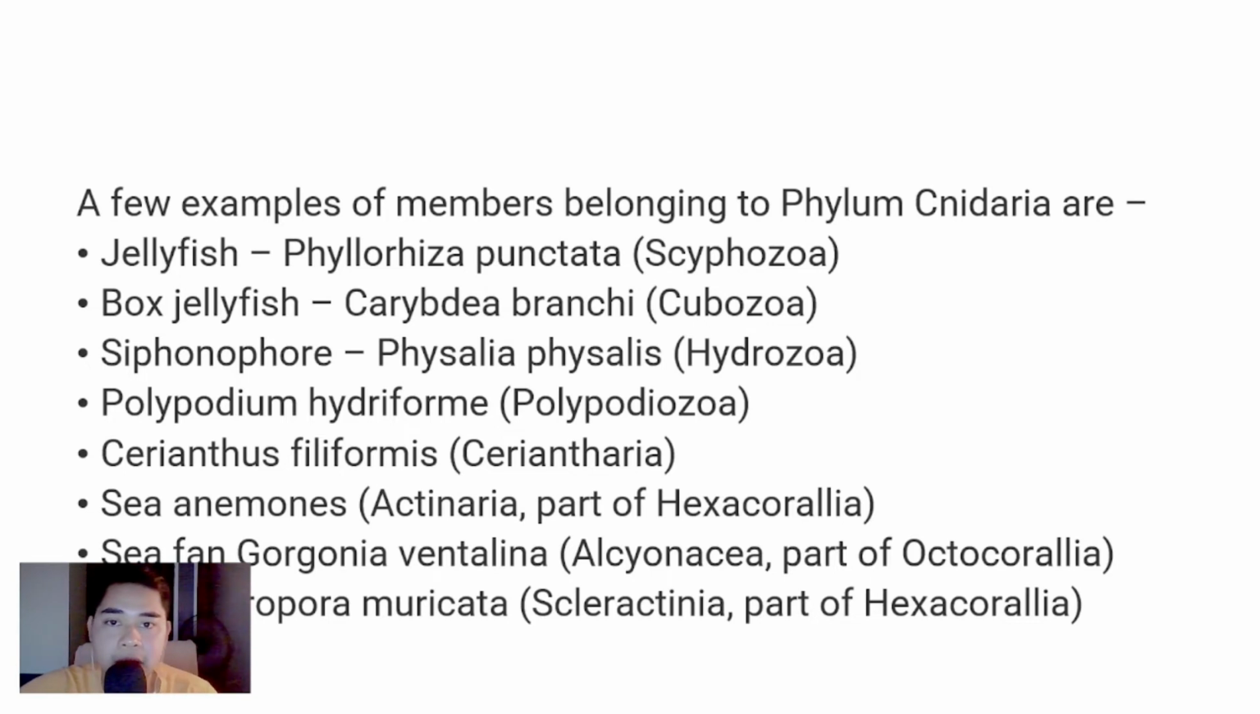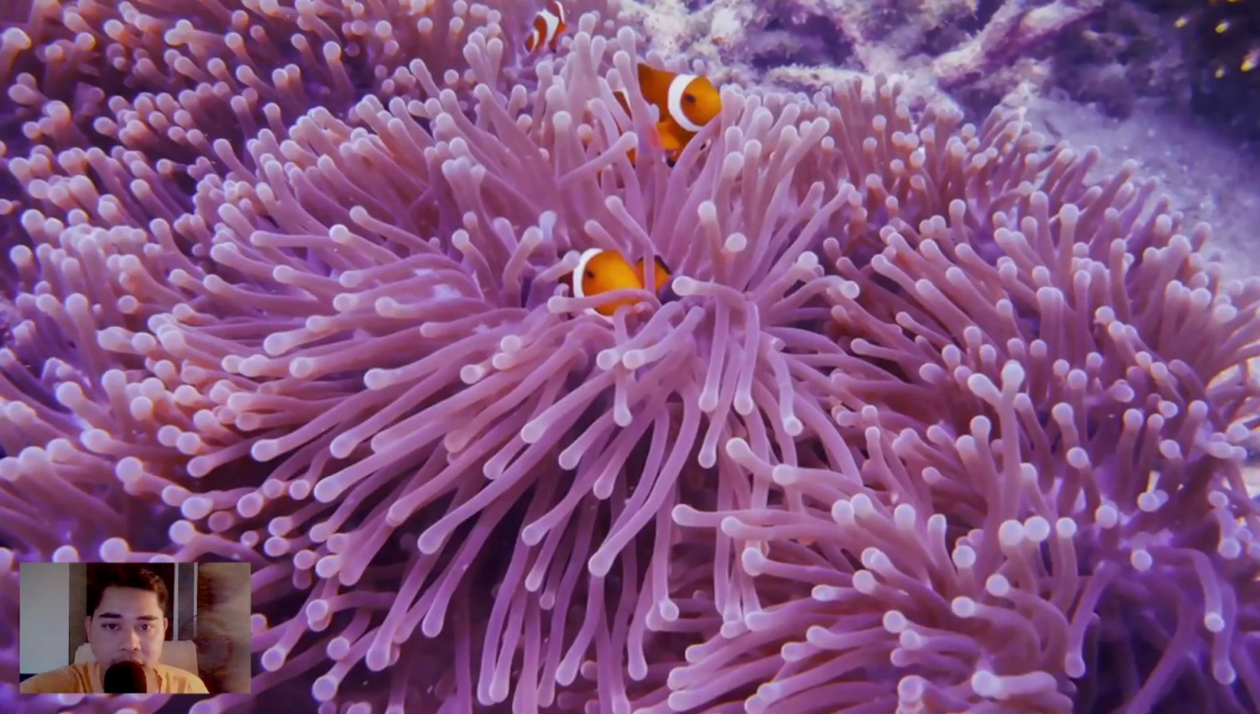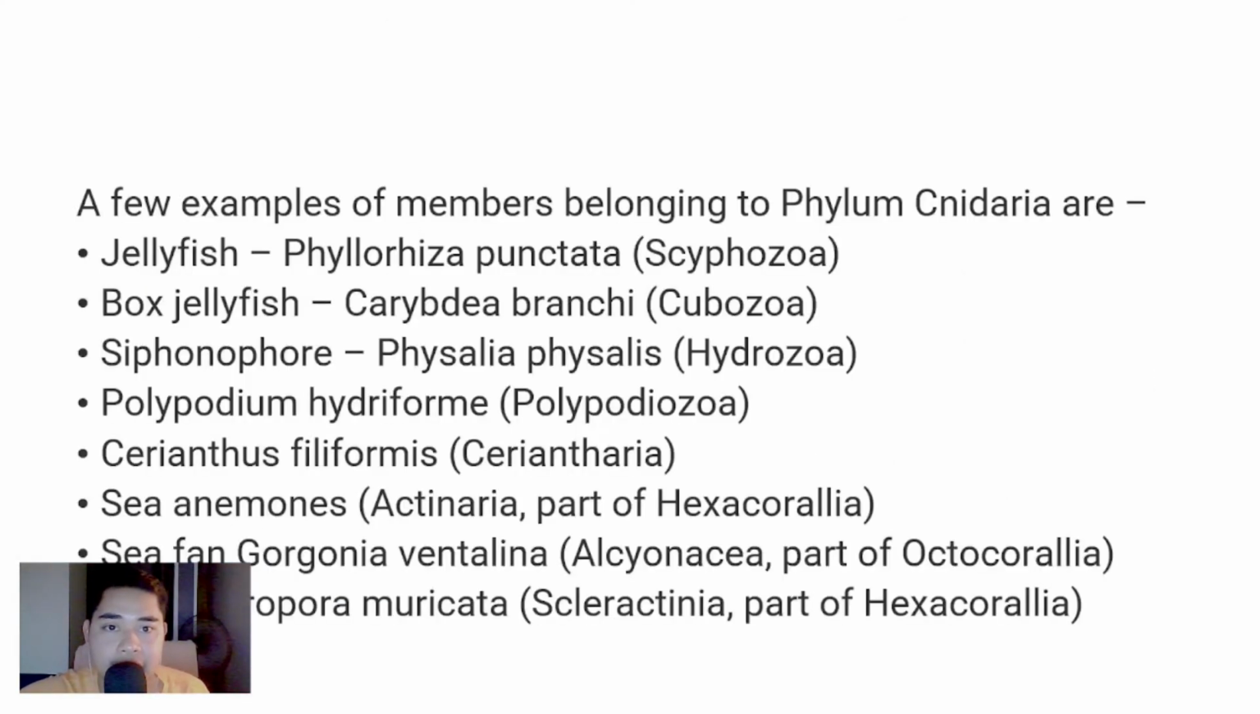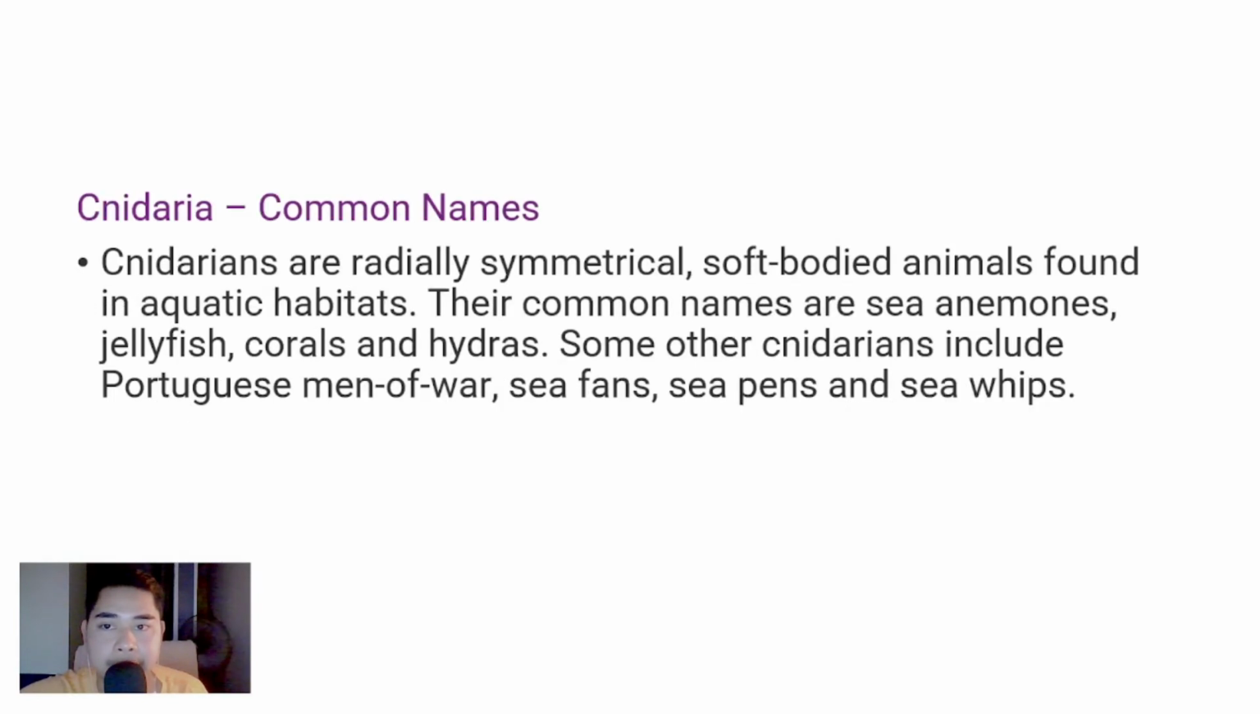So a few examples of members belonging to Phylum Cnidaria are jellyfish, box jellyfish, and so on. Sea anemones are the ones that I have shown you here, where clownfish inhabit. So that is also an animal under Phylum Cnidaria. So these are the common names for Cnidaria, and they are radially symmetrical, soft-bodied animals found in aquatic habitats.